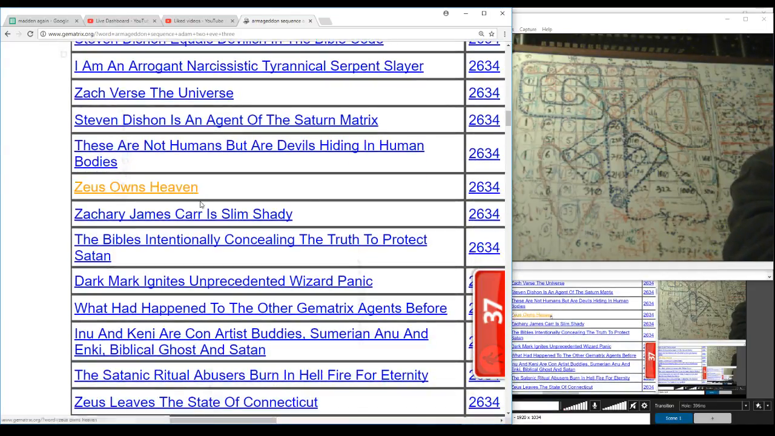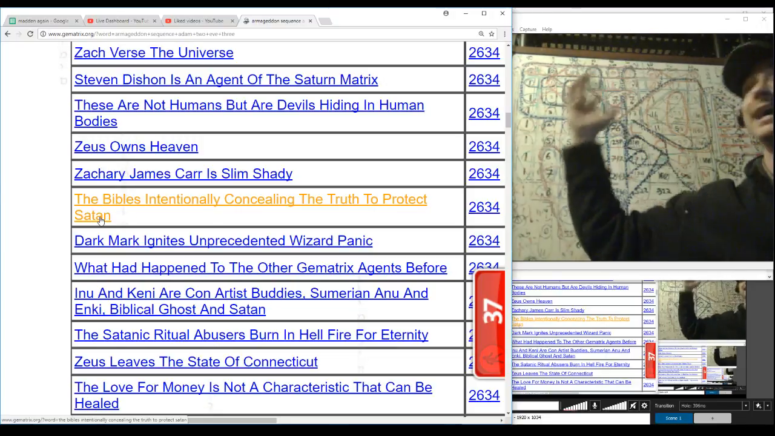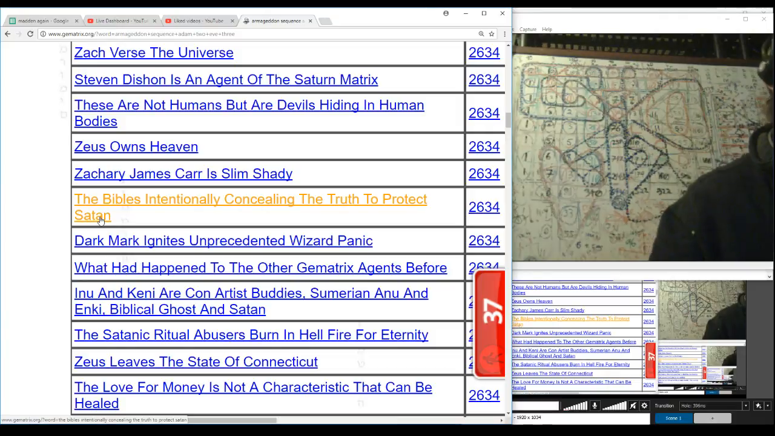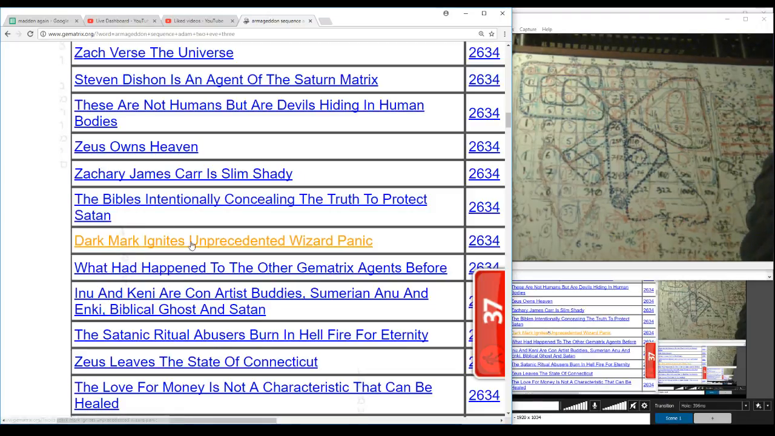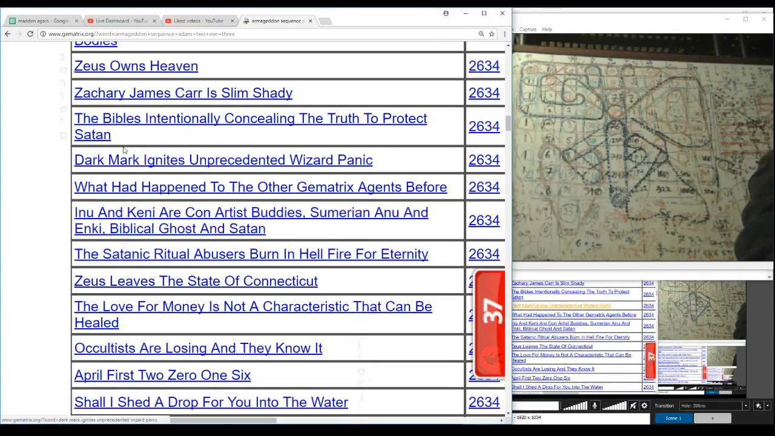I'm Zeus owns heaven guy. The Bible's intentionally concealing the truth to protect Satan. My God. Okay. You can decode the truth that's protecting Satan in the first three quarters of the page of the Bible. Dark Mark ignites unprecedented wizard panic. I wonder who Dark Mark is. Probably wouldn't like Dark Mark.